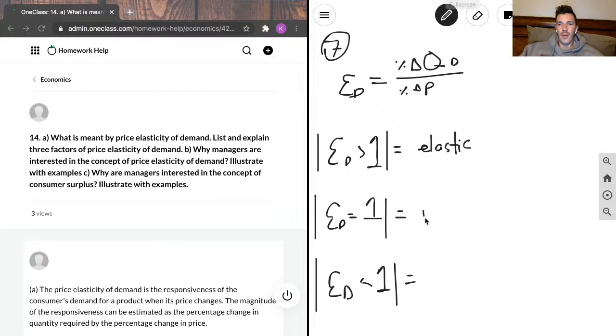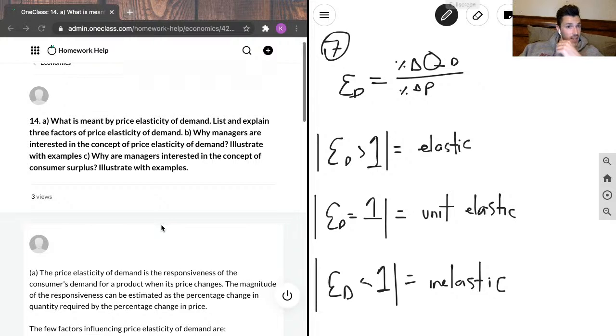If it's equal to 1, we call it unit elastic. That means that the numerator is equal to the denominator. So when there's a price change, there's a proportional change in the quantity demanded of that good. And lastly, if the elasticity of demand is less than 1, we call it inelastic. And that means the numerator is smaller than the denominator. So when there's a change in price, there is a smaller change in the quantity demanded.